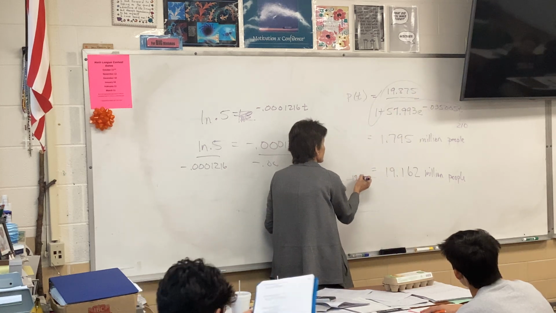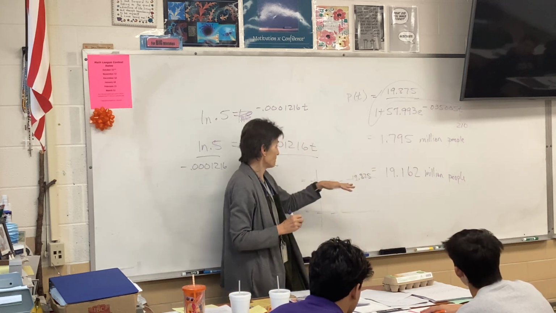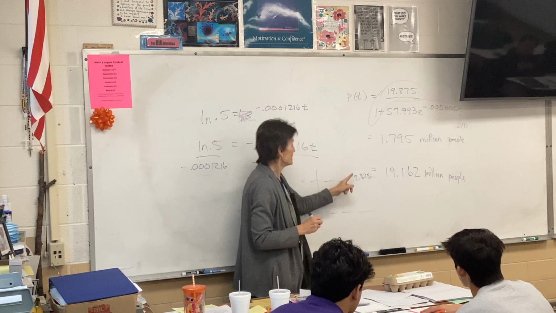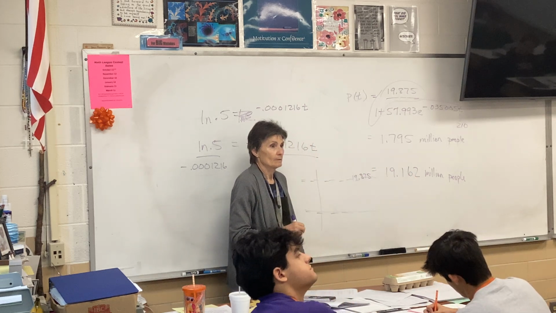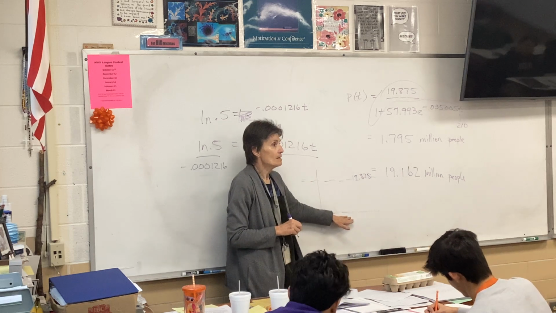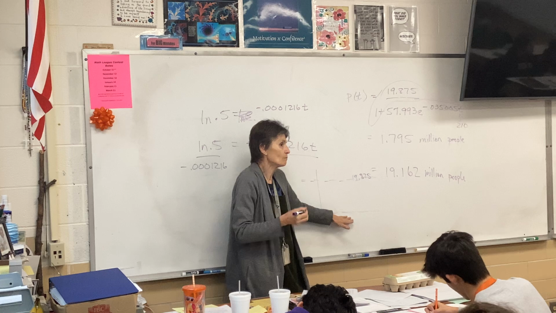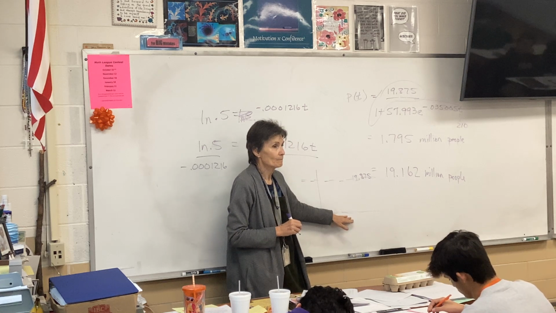So your upper thing is 19.875. So what is the maximum sustainable population? 19.875 million. And then the minimum, as he said, the minimum population is of course 0. That would be the fewest you could have, right?